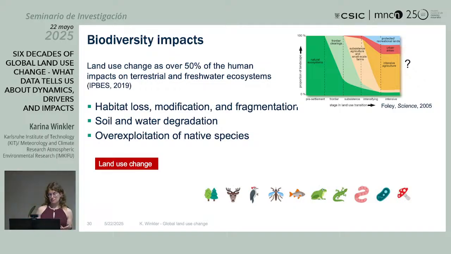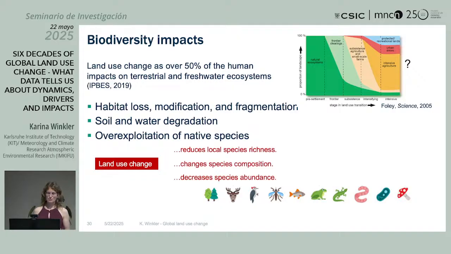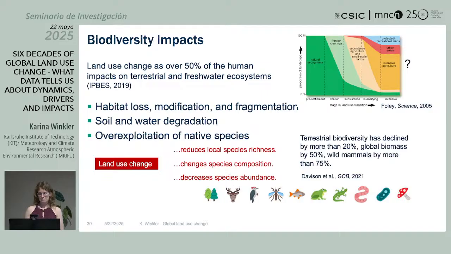Many studies have found that land use change causes a reduction in local species richness, but also a change in species composition and a decrease in species abundance. But this, of course, depends a lot on which species you look at and which regions. And there are also different effects of different land use transitions. So here too we have large uncertainties, but studies have shown that terrestrial biodiversity has declined by more than 20%, the global biomass has halved, and wild animals have declined by more than 3/4, due mostly to land use change and other anthropogenic processes. But here we also have taxonomic bias: where more data are collected, we know more, of course, so there's still a lot which is not quantified and not well explored.